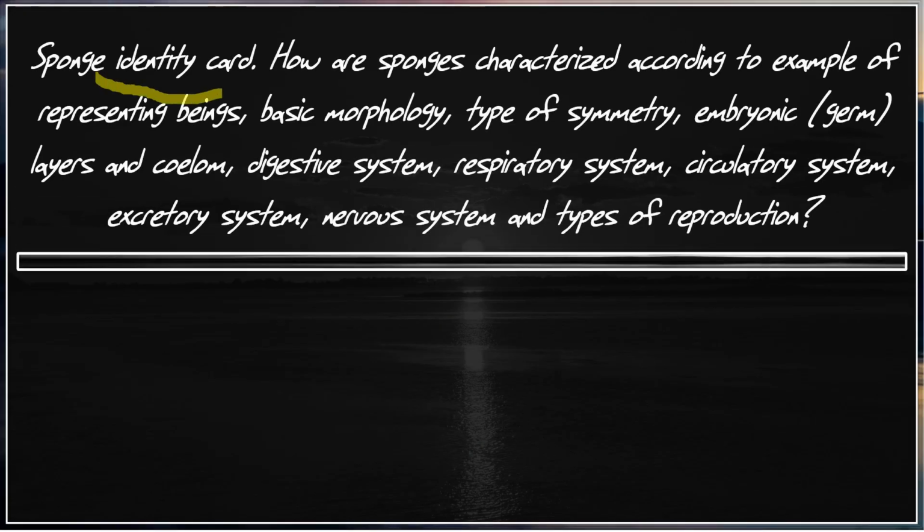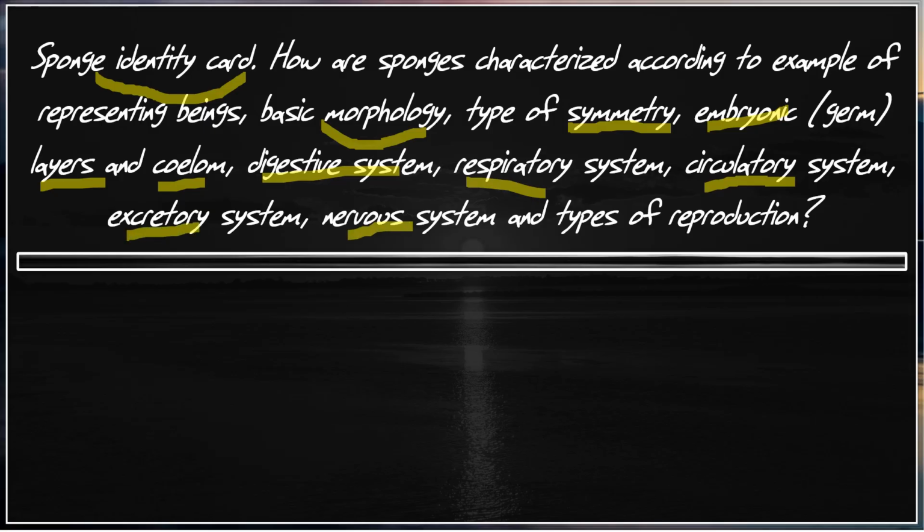Sponge identity card. How are sponges characterized according to examples of representing beings? Basic morphology, type of symmetry, embryonic germ layers, coelom, digestive system, respiratory system, circulatory system, excretory system, nervous system, and type of reproduction.